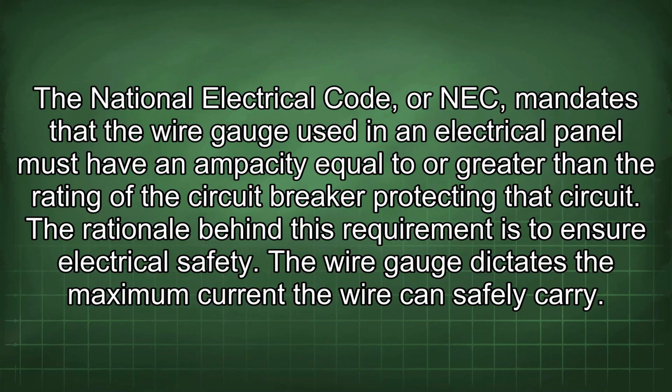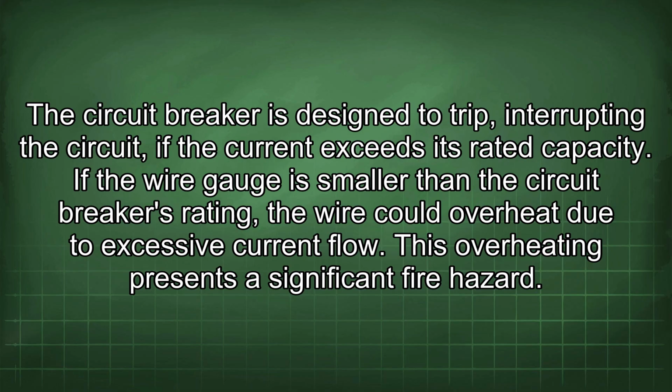The National Electrical Code, or NEC, mandates that the wire gauge used in an electrical panel must have an ampacity equal to or greater than the rating of the circuit breaker protecting that circuit. The rationale behind this requirement is to ensure electrical safety. The wire gauge dictates the maximum current the wire can safely carry. The circuit breaker is designed to trip, interrupting the circuit if the current exceeds its rated capacity.